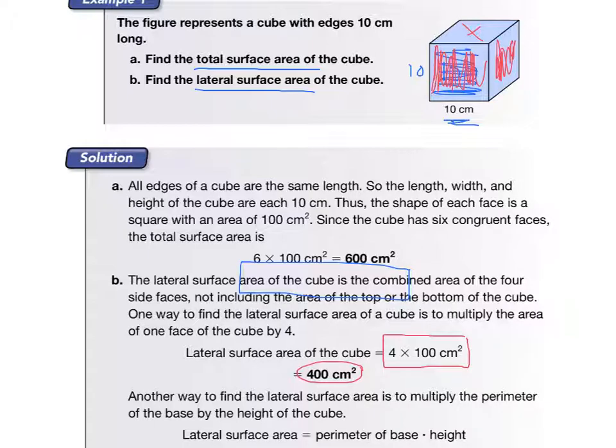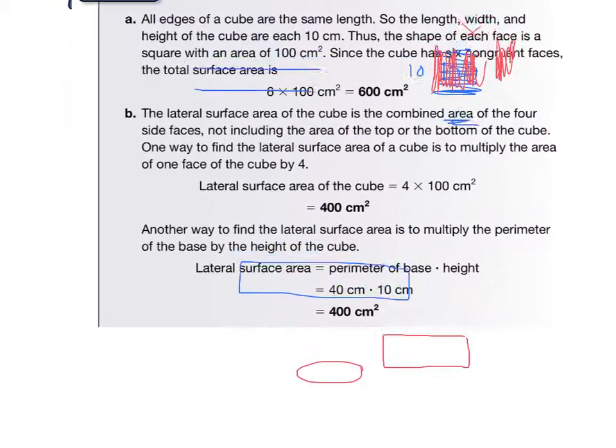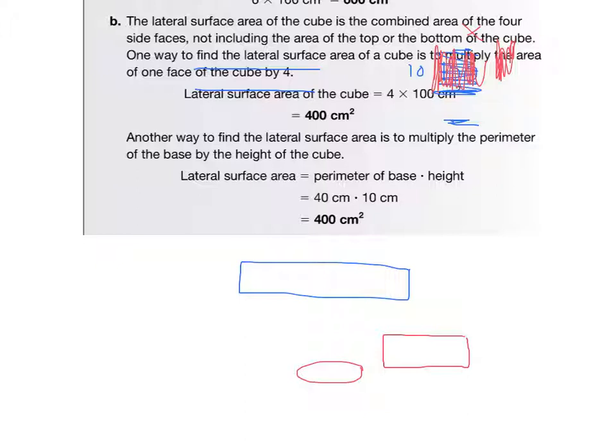Another way to calculate this is, and I'm sorry this is confusing here, another way to find the lateral surface area is to multiply the perimeter of the base by the height of the cube. So the perimeter of the base by the height of the cube would be 40 centimeters times 10. And I'm going to show you this particular example in the next one, so let's talk about how you do the perimeter times the height. All right, let's go on to example 2.